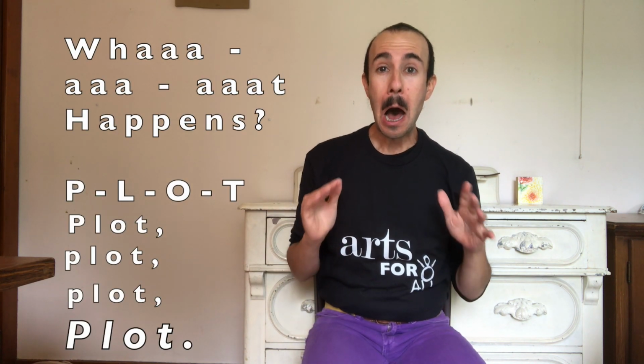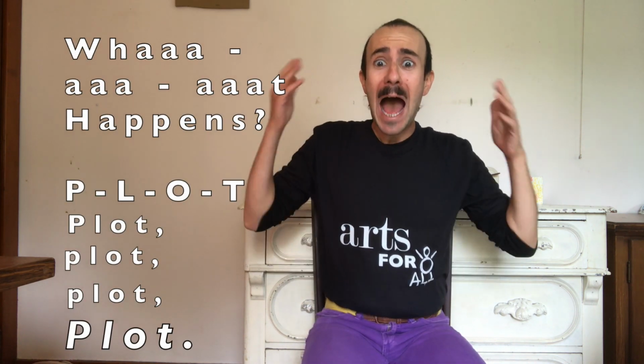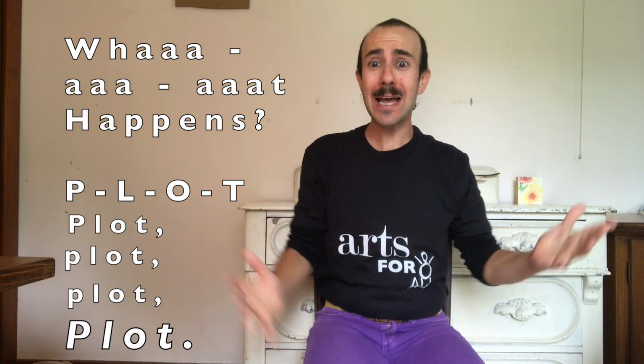Now we know where and when and who, but we want to find out what happens. P-L-O-T, plot, plot, plot, plot. Like, we're in a brick house on a summer's day, that's our setting, and there are 3 little pigs and a hungry wolf, our characters. Are they playing house? Are they doing jumping jacks? Are they giving each other gifts? I gotta know.